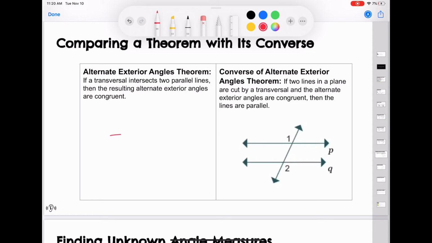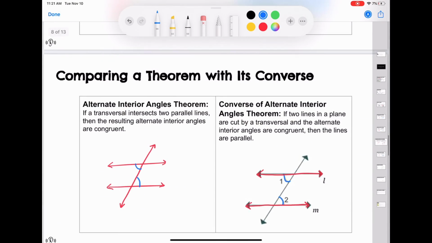So, again, we start with our lines cut by a transversal. And because we have two parallel lines which are cut by a transversal, well then we know that our alternate exterior angles are congruent. The converse states, if two lines in a plane are cut by a transversal and the alternate exterior angles are congruent, well then the lines are parallel. So from here, we already know that our alternate exterior angles are congruent. And because of that, we can prove that P and Q are parallel.